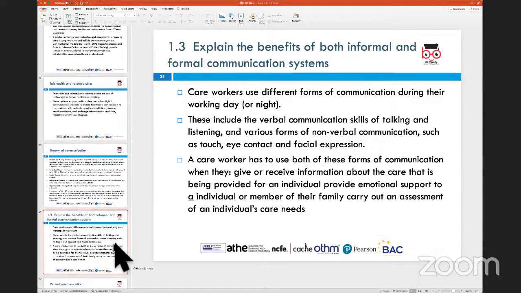Now, going to the benefits of formal and informal forms of communication. One of the things that we want to do is first understand what is informal and what is formal communication. So when we say informal communication, what do we mean by informal?